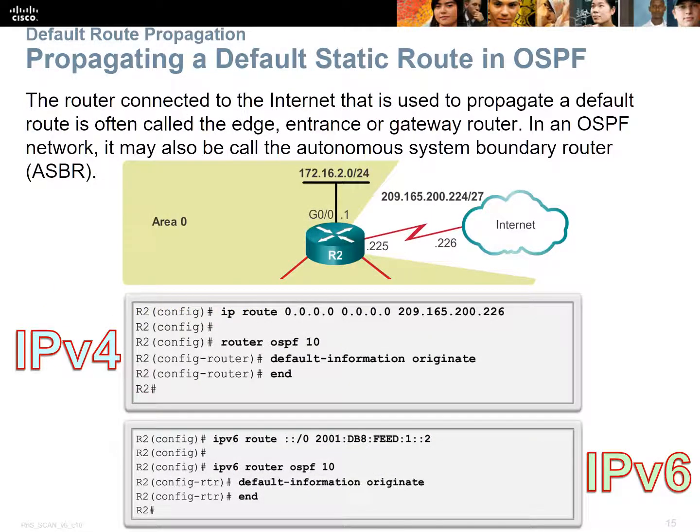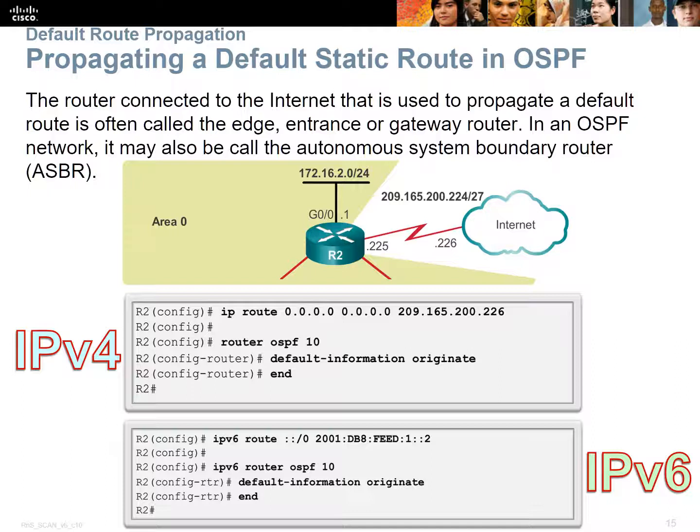Alright, propagating a static route. Best command ever, default-information originate. 5 years ago, it used to only be for OSPF. And then RIP brought it on board, and EIGRP still doesn't use it. But I can pretty much guarantee in the next 5 years, all routing protocols are going to use default-information originate. Because it is what it means. The default information, your default gateway, is originated from this router. It's exactly the same command for IPv6 as IPv4.